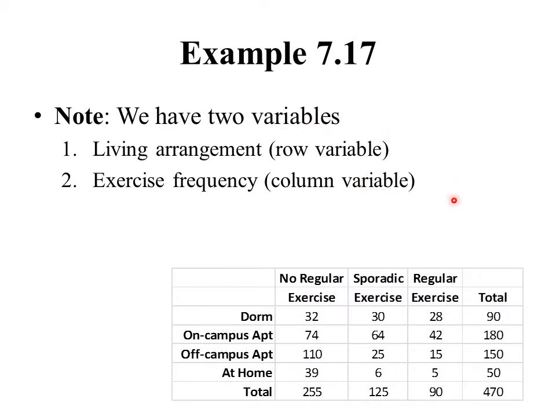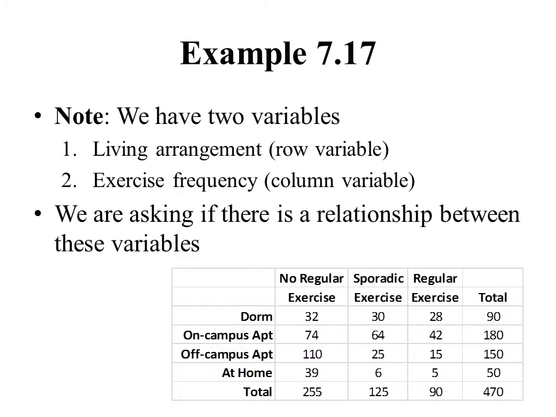Remember that a variable is something that can change or be different from person to person. So living arrangement and exercise frequency, those are indeed variables. And so we're asking, is there a relationship between these two variables? Does the value of one variable affect the value of the other variable? So that's another way of stating our question.